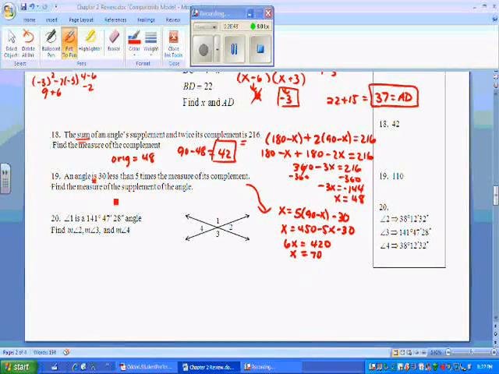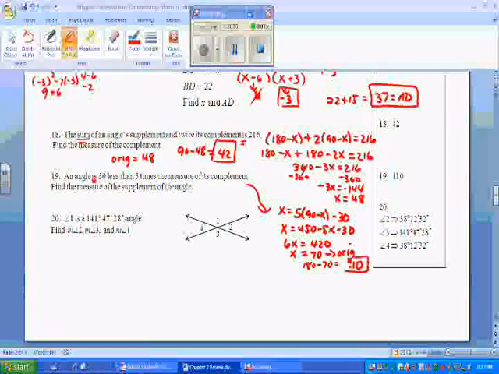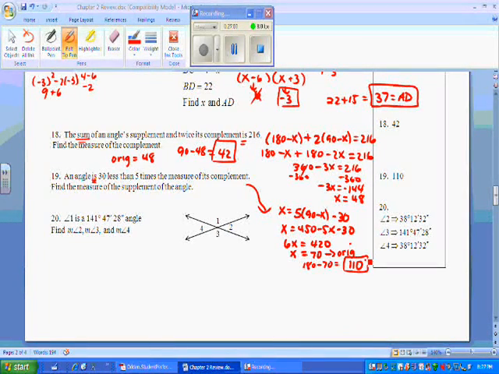All right. So then we want to find the supplement of the angle. So this is the original. That means 180 minus 70. That is equal to 110 degrees, and we're done.